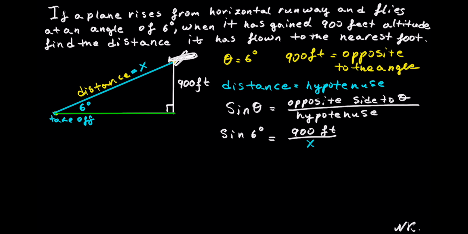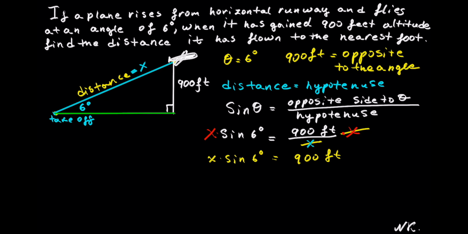If you want to get a variable out of the denominator, you can just multiply both sides of the equation by that variable. So let's multiply both sides by x. On the right side of the equation, the x in the denominator and the x that we just multiplied by will cancel out, and we will get x times sine of 6 degrees equals 900 feet.